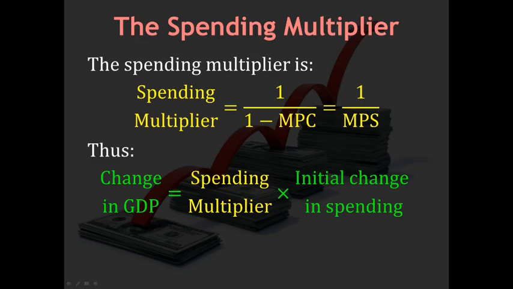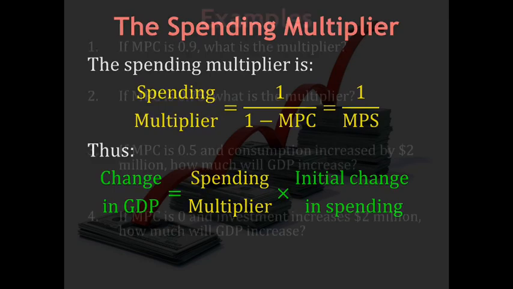As a result, there's a change in GDP that's equal to the initial change in spending multiplied by the spending multiplier. So in that Super Bowl example, let's suppose the spending multiplier was 3. Then the initial change in spending of $100 resulted in a total change in GDP of $300.